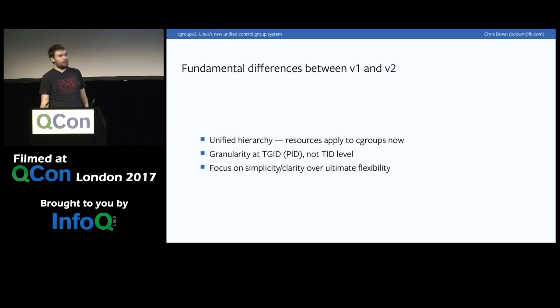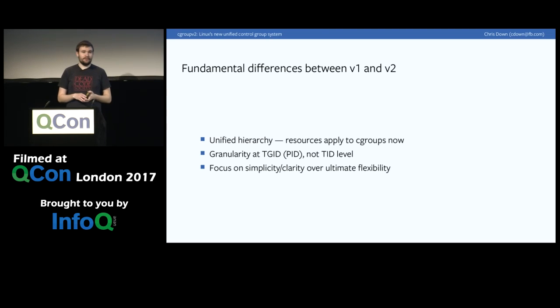We also have granularity at the thread group ID, not the thread ID level. This is kind of a contentious change, but without extensive cooperation, thread granularity for cgroups doesn't make a whole lot of sense. Programs need to expose their intentions somehow. Threads need to expose their intentions somehow. And there's no real standardized way to do this in Linux. Like you can set the comm of your process and say it has the name X, so it should be in this cgroup or something like that. But it's usually very difficult to reason about how it should act in a lot of cases.